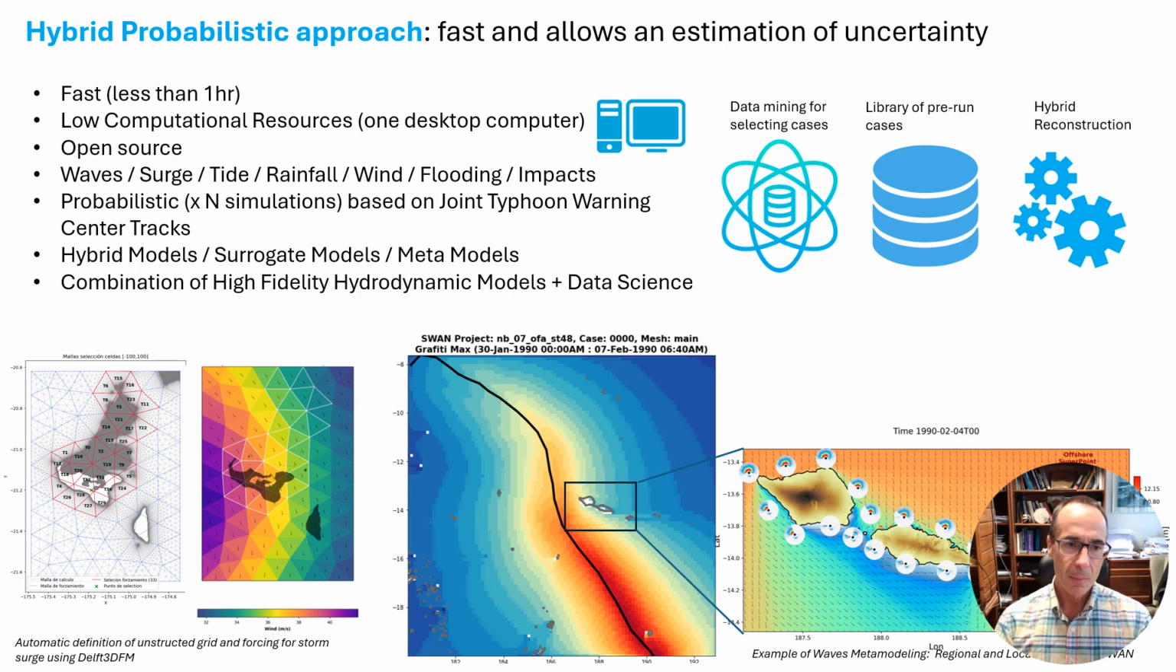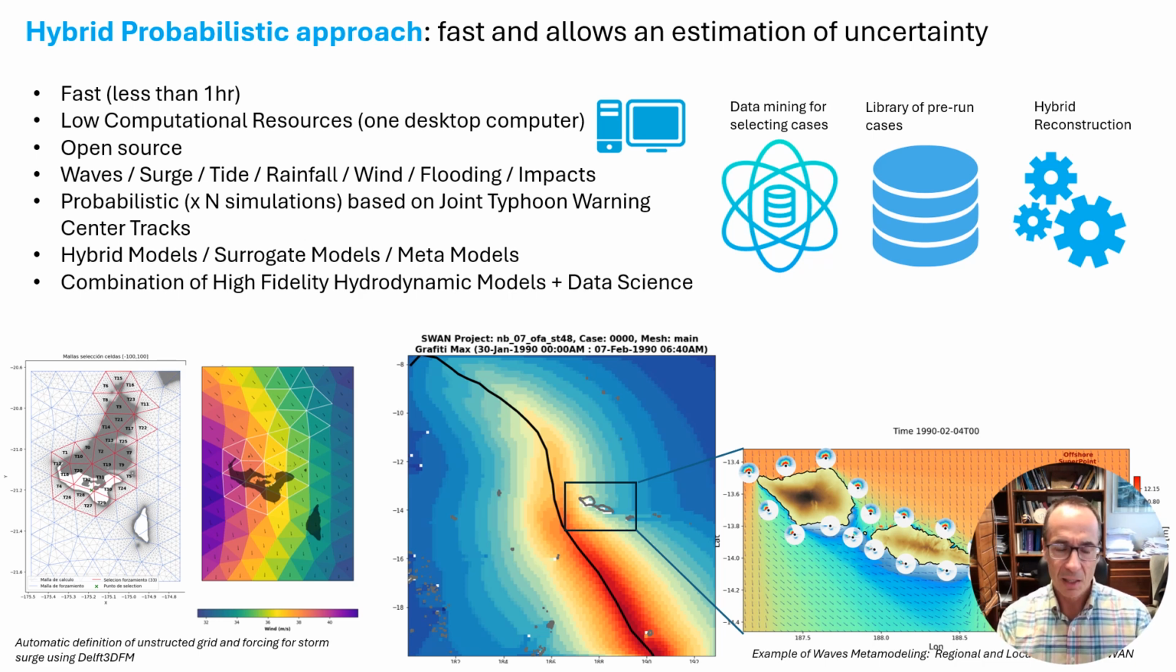And this is done by means of the combination of hybrid, surrogate, or meta models. So basically, a meta model, you see here on the right-hand side, is based on data mining techniques for selecting plausible hypothetical cases, a library of pre-run cases that we build at our university, and based on these databases and the data mining, we are able to do the hybrid reconstruction.